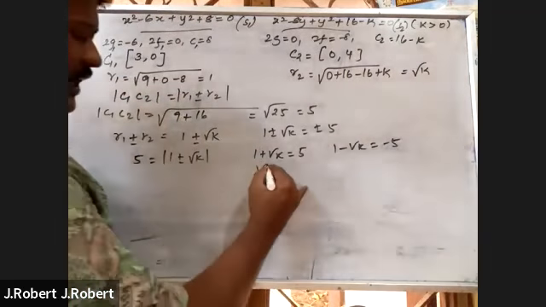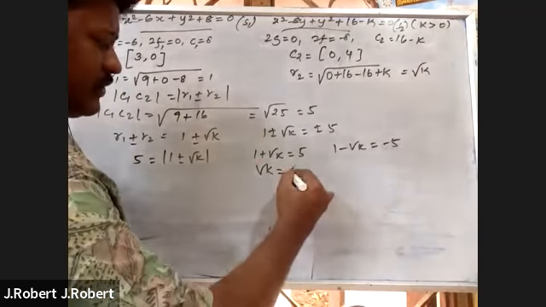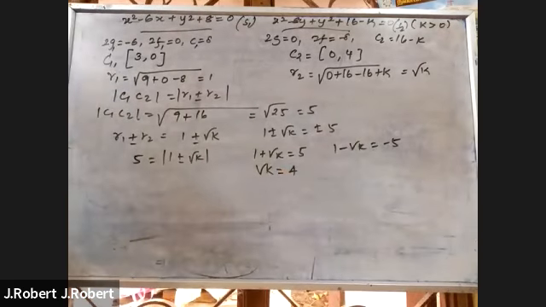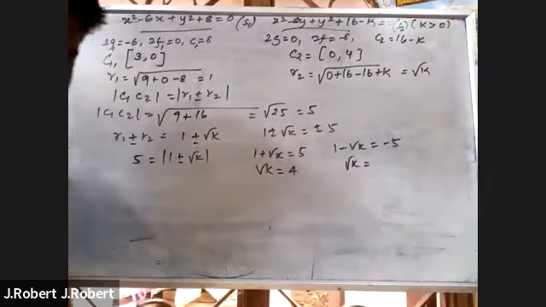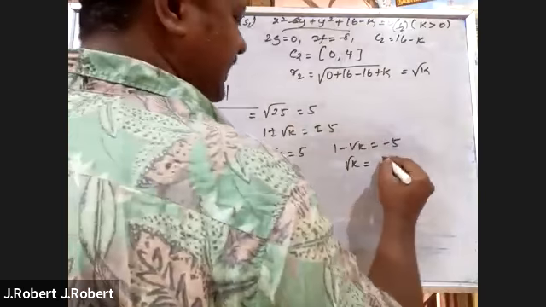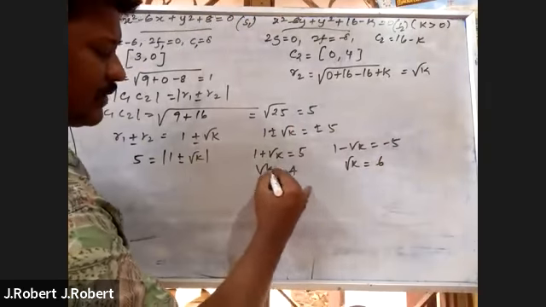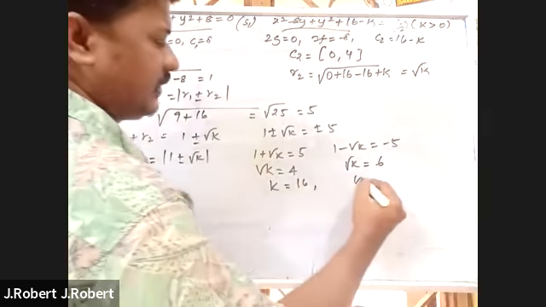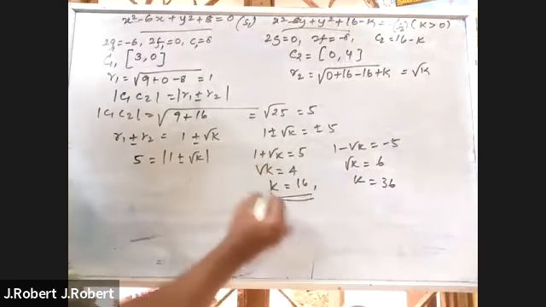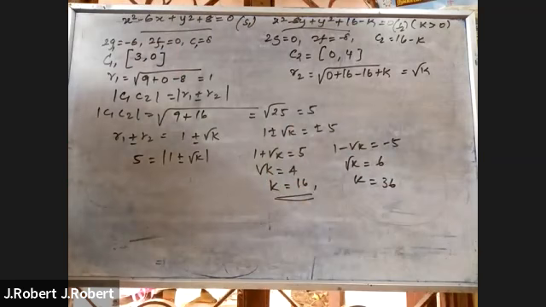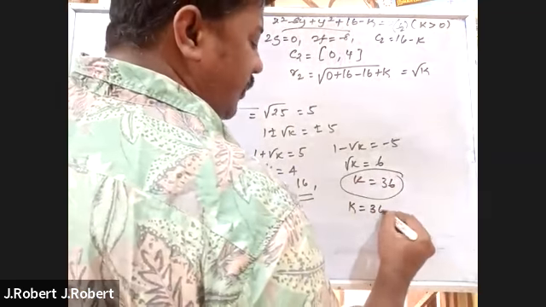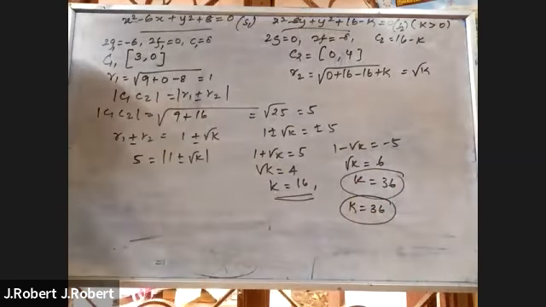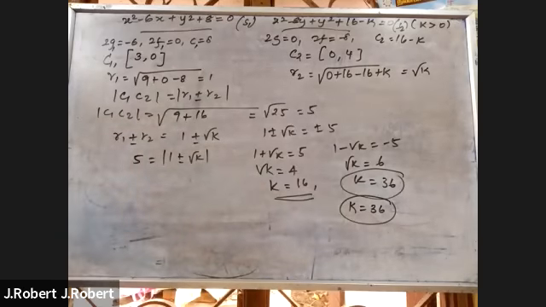Now first, root k is equals to 5 minus 1, which is equals to 4. Next, root k, if it goes to the other side, 1 minus 5 becomes plus 6. Squaring, k becomes k, squaring 4 becomes 16, and k equals to 36. So I got two values of k, one is 16, one is 36. What is the question asking? Find out the largest value of k. Our largest value of k is 36. Hence the most appropriate answer is k equal to 36. Please take down. We'll do more problems.